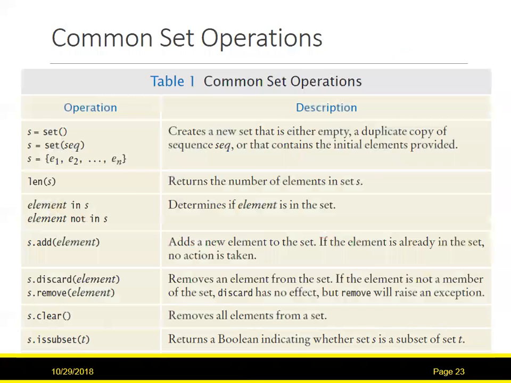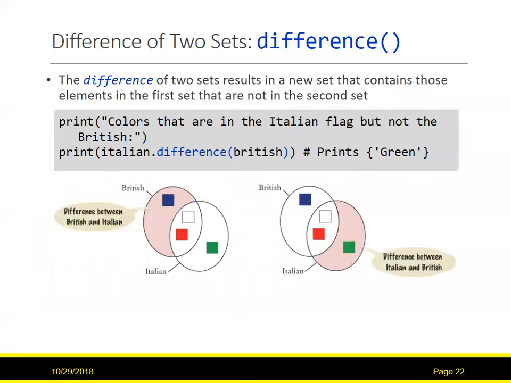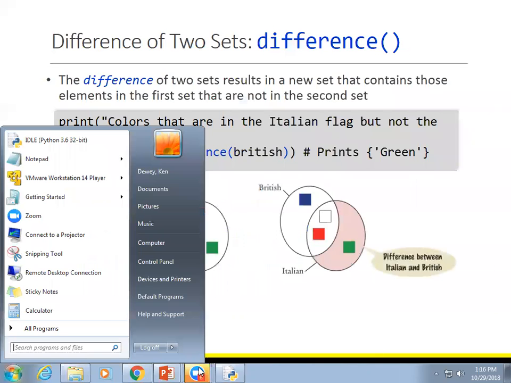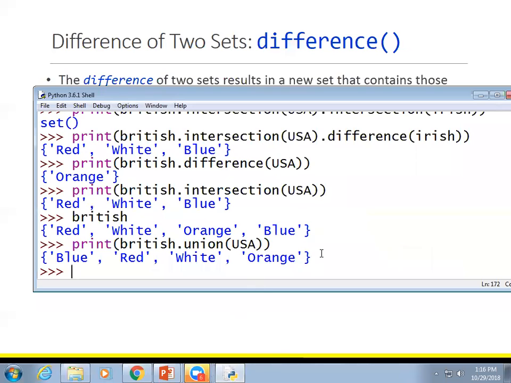Before we go, can you go back to what you just did? Why did it give you an orange with the union between USA and British? Because it adds everything together, just no duplicates. Okay. Yeah, sorry, I'm getting union and intersection confused. Not a problem. Okay.